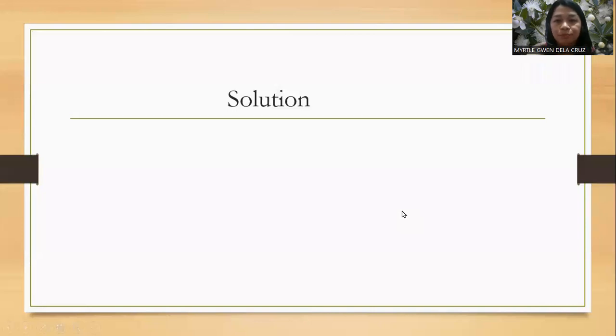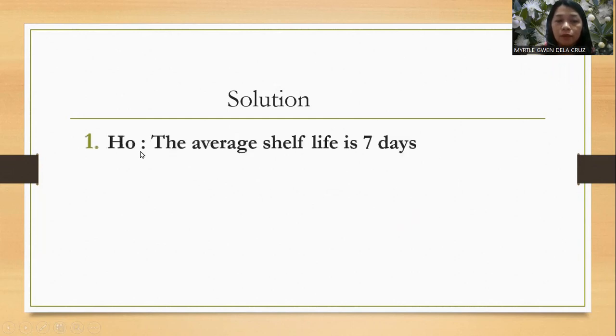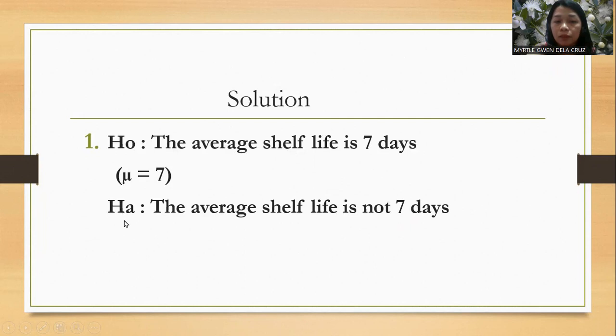So our solution. First, we need to find the null and alternative hypothesis. The null hypothesis: the average shelf life is 7 days, so mu is equal to 7. The alternative hypothesis is that the average shelf life is not 7 days. In symbols, that is mu is not equal to 7 days. So this is a two-tailed test.